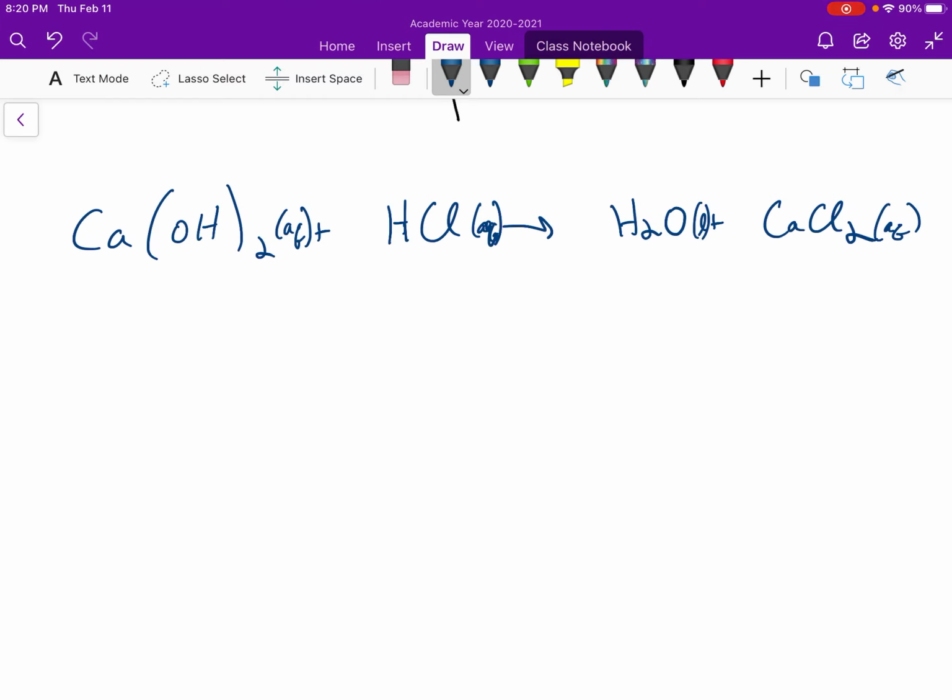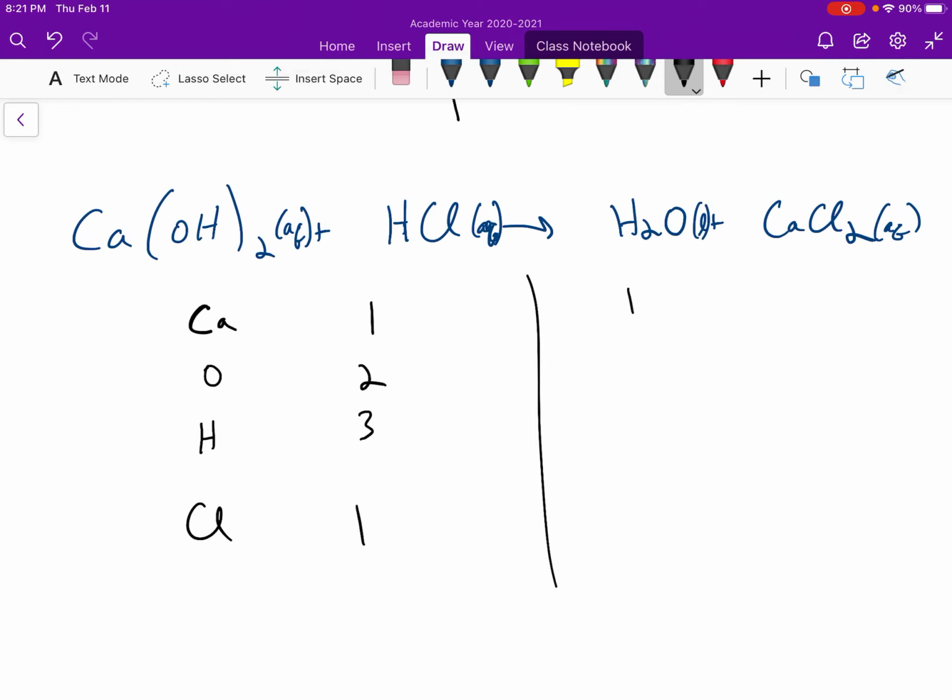Okay. Now we have to figure out quantities. Draw a line. Calcium, oxygen, hydrogen, chlorine. So we have 1 calcium, 2 oxygens. We have 2 hydrogens plus 1 here. We have 3. Chlorine is 1. Now go to this side. Calcium, 1. Oxygen, 1. Hydrogen, 2. And chlorine, 2.